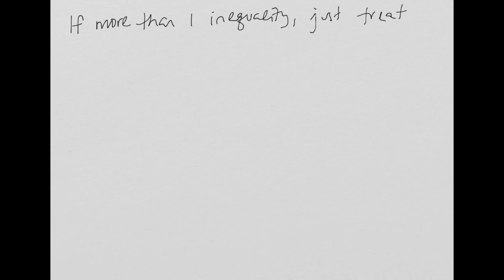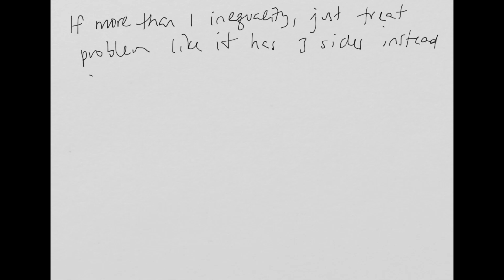So if more than one inequality, just treat the problem like it has 3 sides instead of 2. So what I mean by that is, all the problems that we've done, I've said if you do any operation to one side, you have to do it to the other, because there are 2 sides of the equal sign. Well, if you have more than one inequality, just treat it like there are 3 sides. So anything you do to one side, you got to do to the other 2 sides of the inequality.